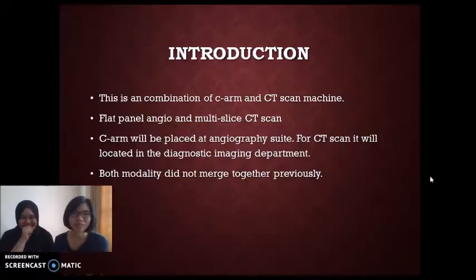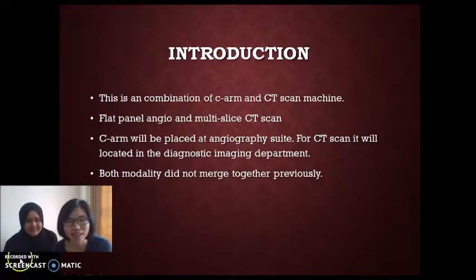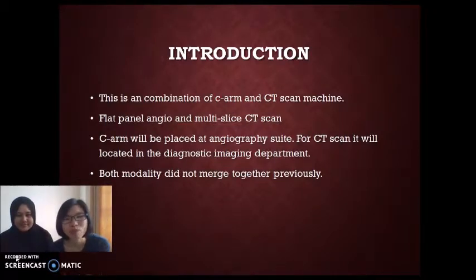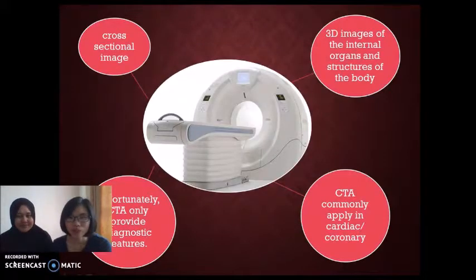First of all, as we know, angio combined with CT is a combination of a C-arm and a CT scan machine. The C-arm is placed at the angiography suite, and the CT scan is located at the diagnostic imaging department. So previously both modalities were not merged together, but with today's technology, we can do it. First, we are going to explain CT scan and angiography separately, and only then come to the combined version.